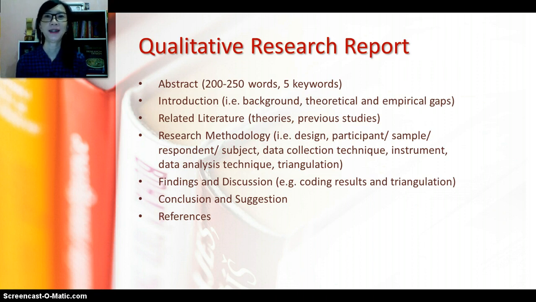And then of course, one very important part of a qualitative research report, which differentiates it from a qualitative research proposal, will be the findings and discussion section. In the findings and discussion section, you include your coding results and the triangulation. After this, I would like to show you the examples of the findings presentation that you can do later for your qualitative research report. And then of course, your conclusion and suggestion and your list of references.